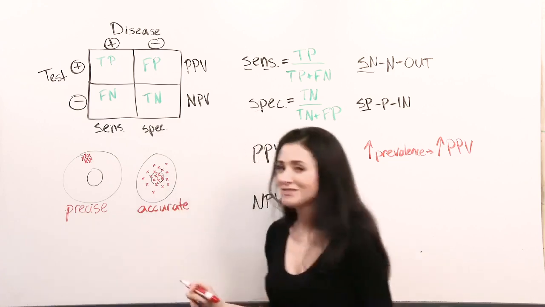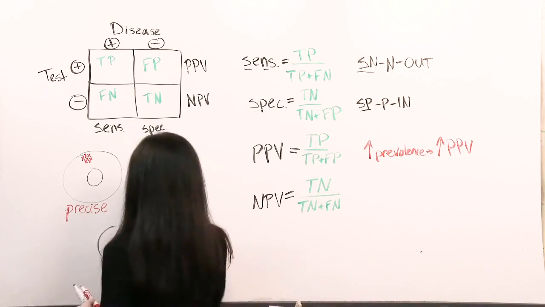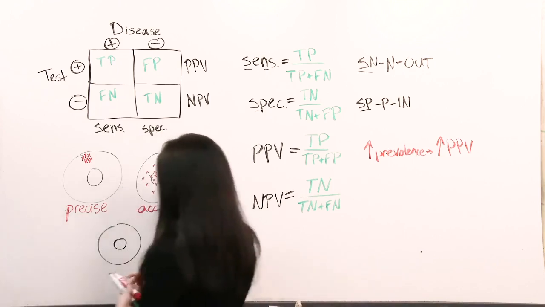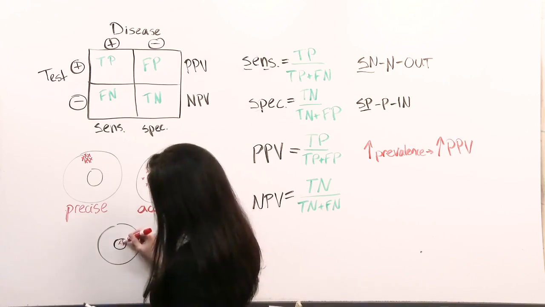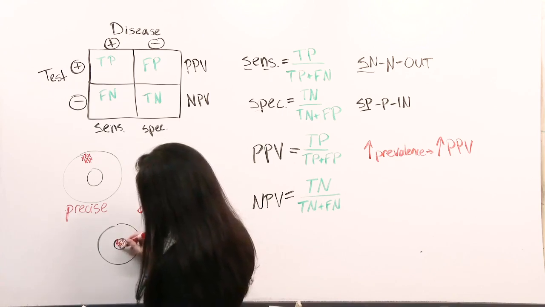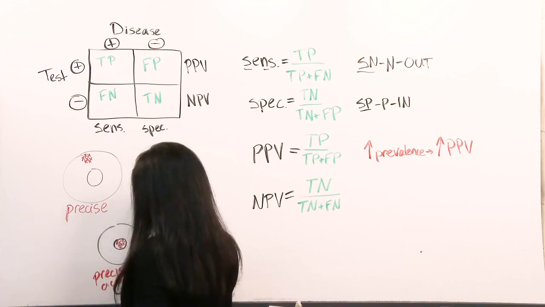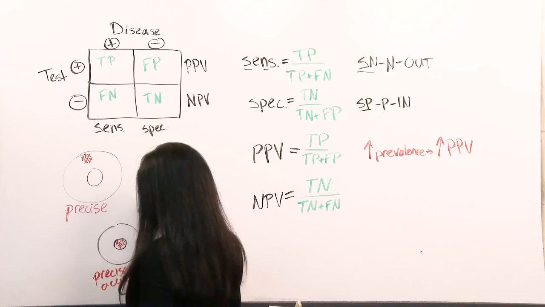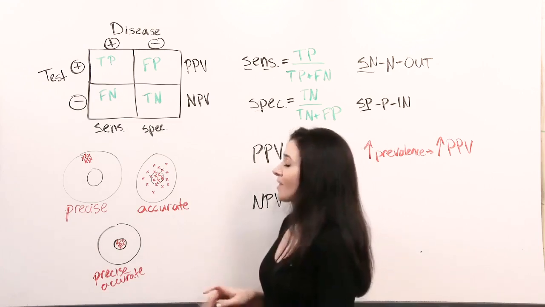Now, ideally, you have a test that is both precise and accurate, and that would look like this, where you get a nice, tight distribution all in the bullseye. This is both precise and accurate. So that's precision and accuracy.